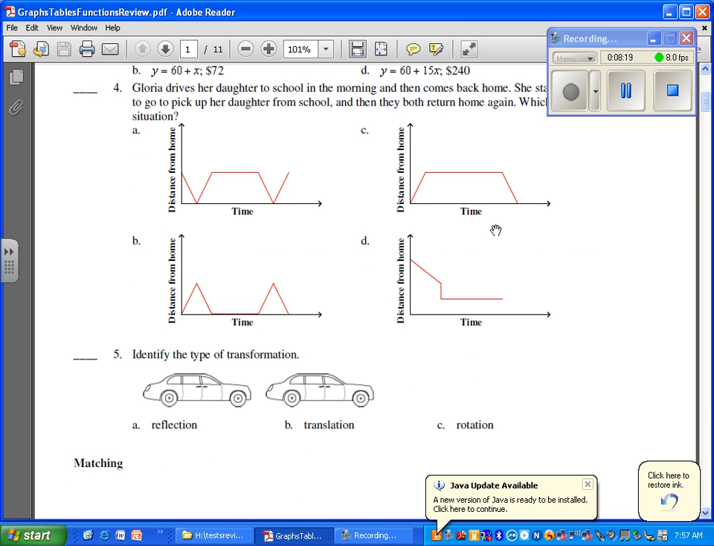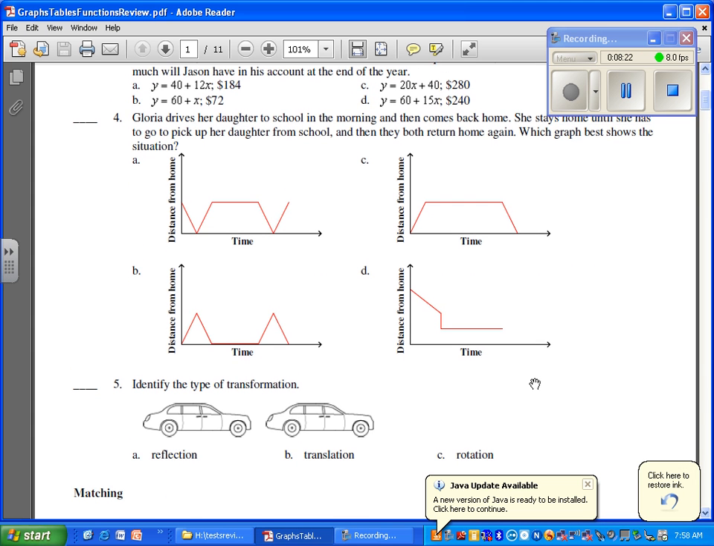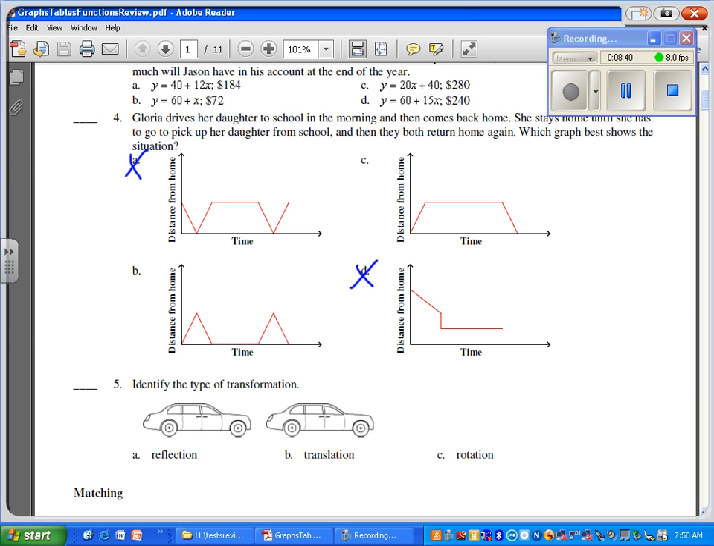All right, look at number 4. Gloria drives her daughter to school in the morning and then comes back home. She stays home until she has to go pick up her daughter from school, and then both return home again. Which graph best shows the situation? First she drives her daughter to school in the morning. So I'm assuming she starts at home, so that rules out D and A. So distance from home, they're starting at home, they go to school, and then she comes back home. And then she stays home until she has to go pick up her daughter from school, and then they both return home again. This is obviously represented in the graph in letter B.